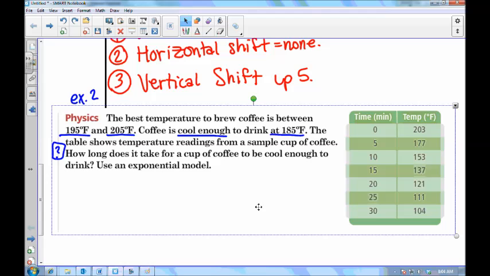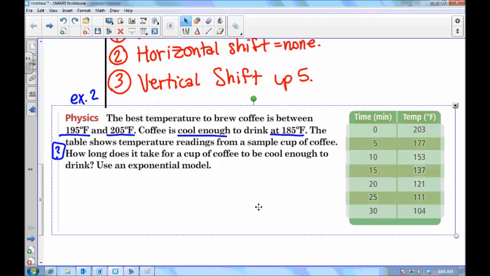The second column is temperature in degrees Fahrenheit: 203, 177, 153, 137, 121, 111, 104.